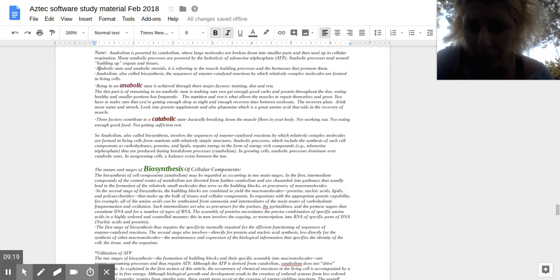between workouts. You also have to drink water, and protein supplements can also be used, which also include glutamine, which is a great amino acid, aiding in the recovery of muscles.